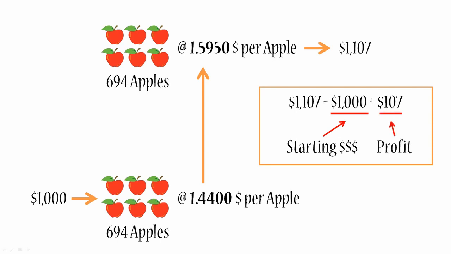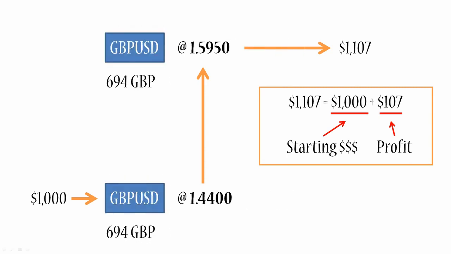Now moving back to the British pound, we can see that nothing changes if we replace apples back with the British pound. The trader invested $1,000 into the British pound, he got 694 pounds, then he sold them at a higher price, got $1,107 back, and that is his profit, $107. So he got his 1,000 back, and he's got $107 extra on top of that.